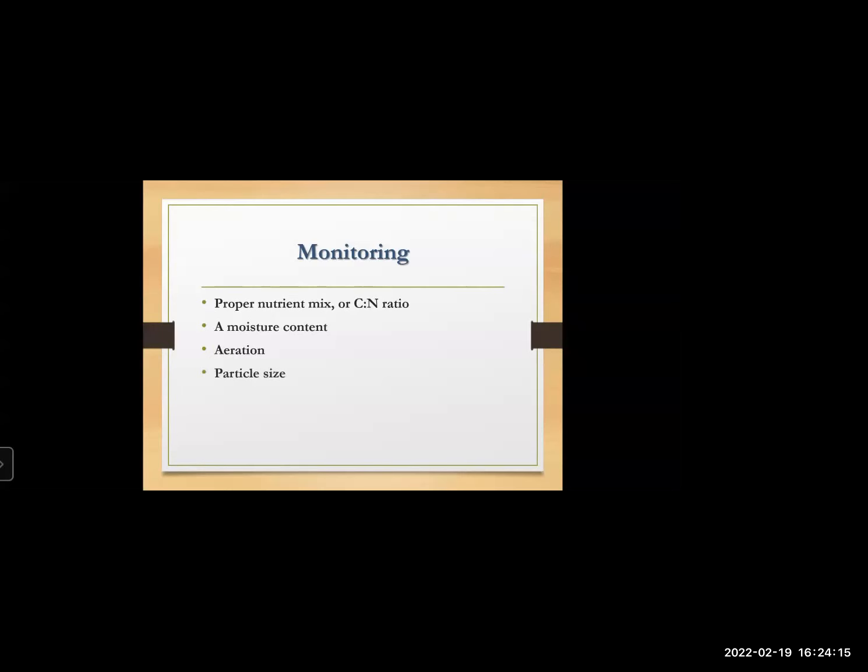Particle size affects the rate of decomposition of compost. The smaller the particle size, the more aeration the compost will receive, and microorganisms can break down the smaller pieces faster. This can be done by cutting or chopping or clipping the material that we are using before it enters the compost pile.